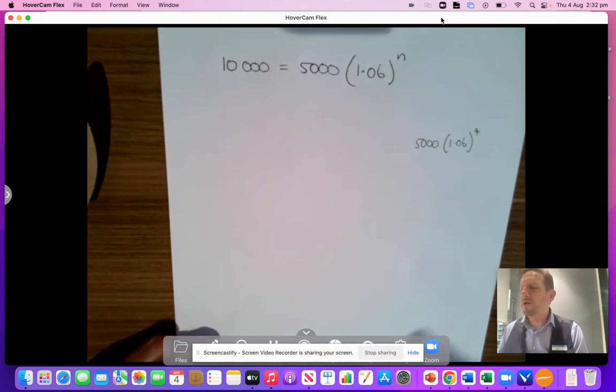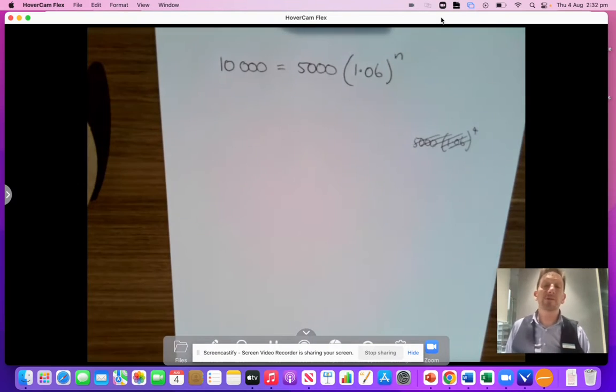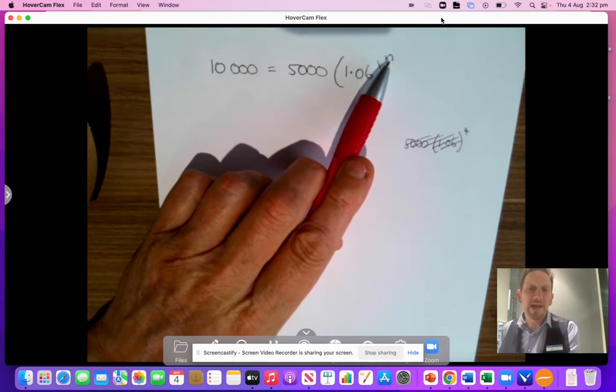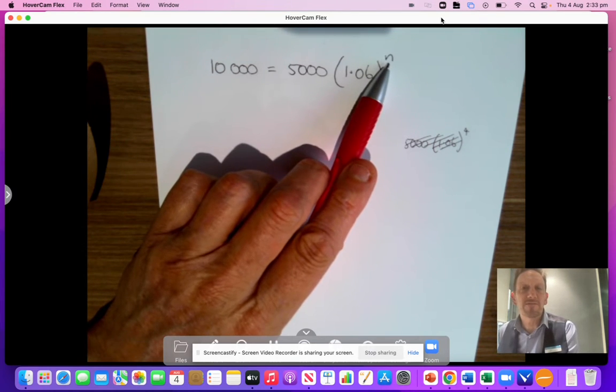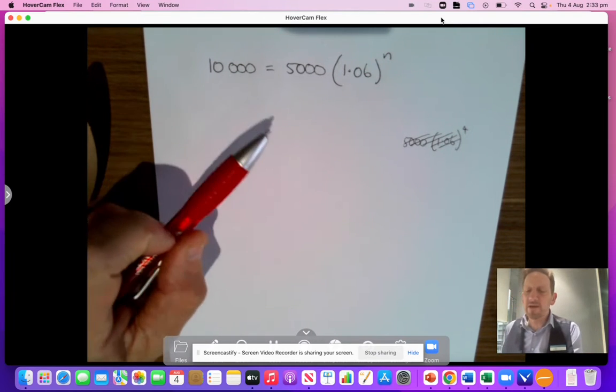Okay, and this is where log laws, or using logs, come in really, really well. Anytime the unknown is in the power or in the exponent, we can use log laws to find it without using guess, check, and refine. So let's see how we do this.